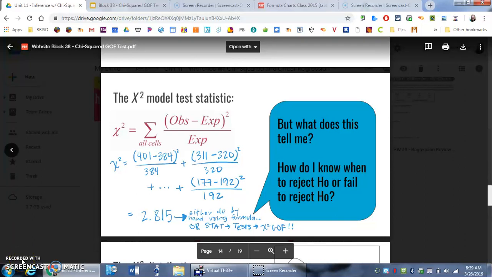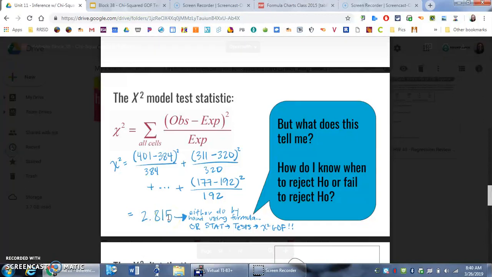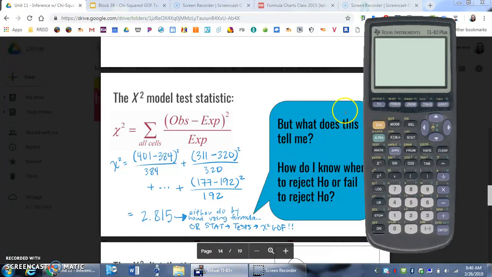Alright, so once we have a chi-squared value, we need to find the p-value. Again, this is in the case that you don't have the newer calculators, the 84s that are newer, that have the chi-squared GOF on it. We had to use our calculator to get a chi-squared value.